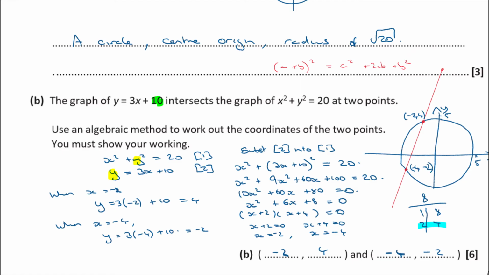Now before you move on, it's always a good idea just to think about the values you found on the diagram. Think, well, does that look about right? And for me, that does look about right. That was what I was expecting to happen. So they look very consistent with my diagram. I'm happy that they look okay.